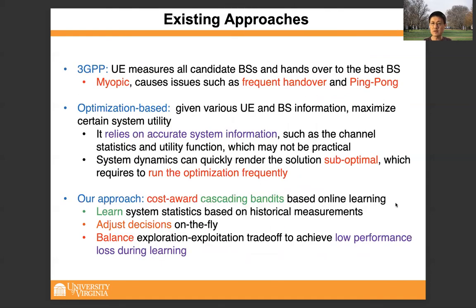So we have the 3GPP based solutions already explained before. We also have the optimization based methods that you can try to first gather the UE and base station information and then maximize a certain system utility. Our approach here is actually to look at this from a bandit learning point of view, to learn the system statistics based on historical measurements and adjust decisions on the fly.